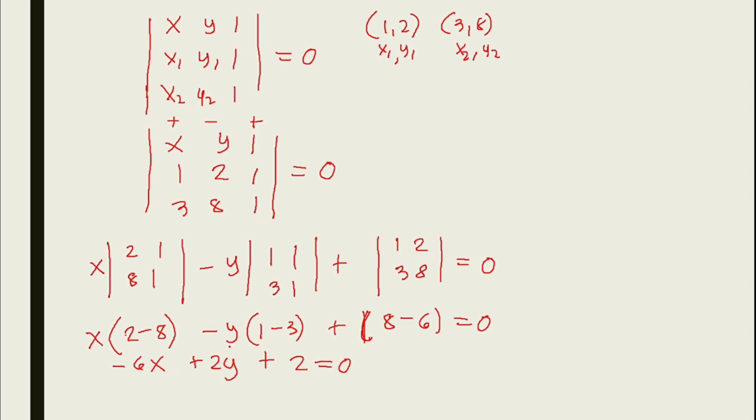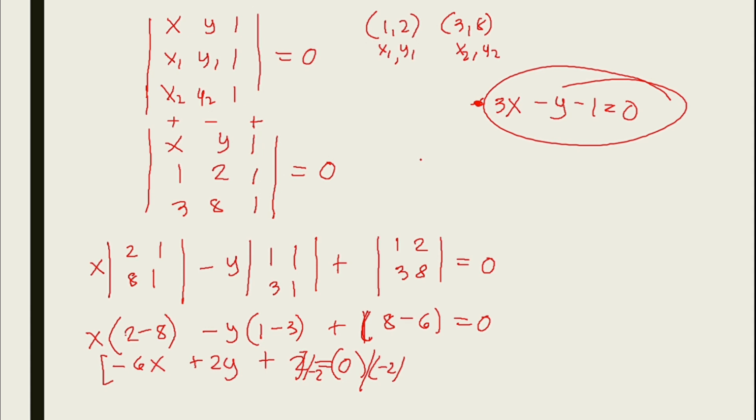If we're going to simplify this one, we divide all terms by negative 2. So the result is 3x minus y minus 1 is equal to 0. So the same answer we have in two-point form. So this is how to use determinant form.